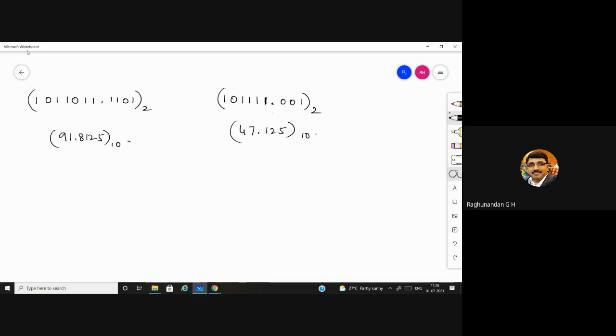So this is how we convert from binary to decimal. To convert from decimal to binary, we divide and multiply. To convert from binary to decimal, we multiply each number by the base of the binary number system, that is 2, and we put the powers and finally we add it. This is how we convert.